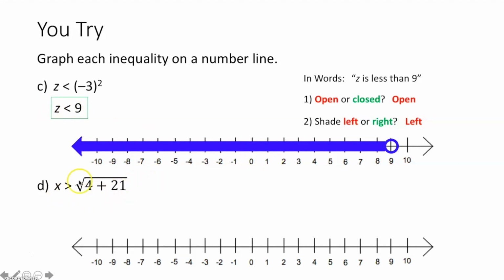Here, again, we have to simplify this. Okay, so under our radical, we're going to add these two numbers together first. What is 4 plus 21? That's 25. And what is the square root of 25? That's 5. We're ready to go now. So we have x is greater than 5.